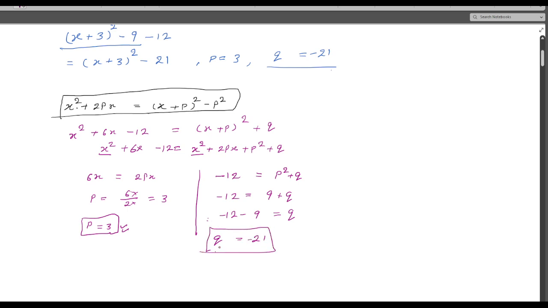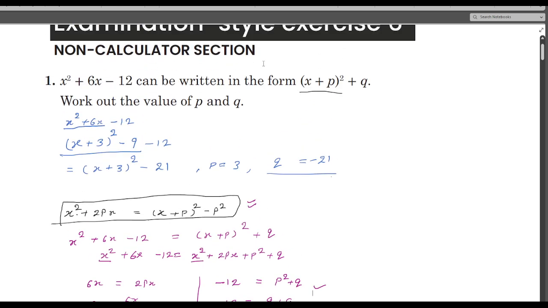Okay, so both the approaches are perfectly okay. It's up to you which approach you prefer. Okay, so if you know this identity, well and good. Otherwise you can solve the problem like this.